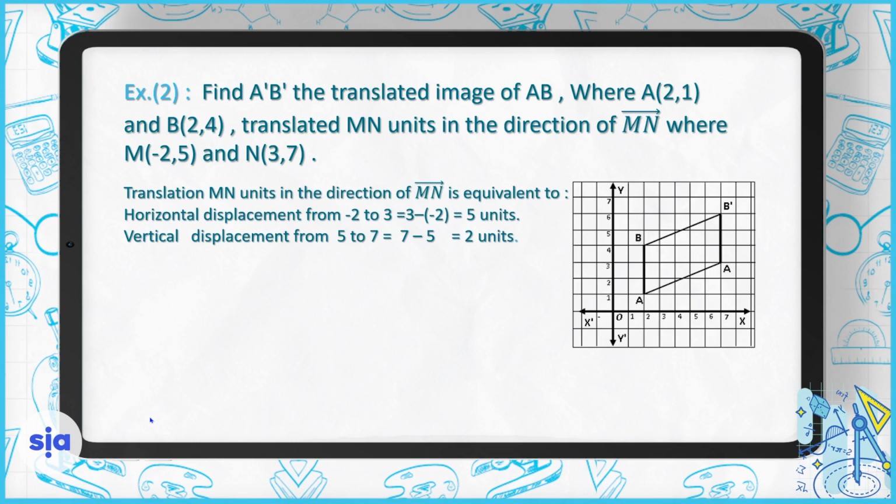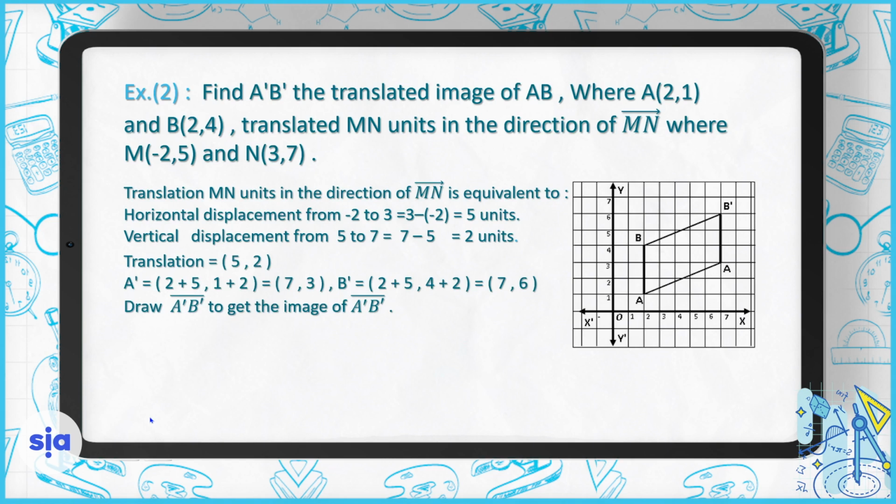Translation MN units in the direction of MN is equivalent to horizontal displacement from -2 to 3, which is 3 minus -2, which is 5 units, and the vertical displacement from 5 to 7, which is 7 minus 5, which is 2. So the translation is (5, 2).